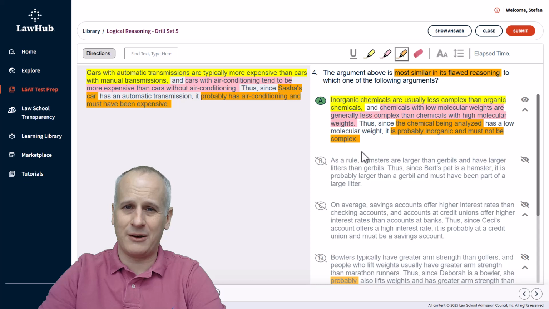Hopefully, you don't do that, however, on the actual exam, because it's relatively time consuming. And these certainly are one of the most time consuming types of questions that you could find on the entire LSAT in its current form.